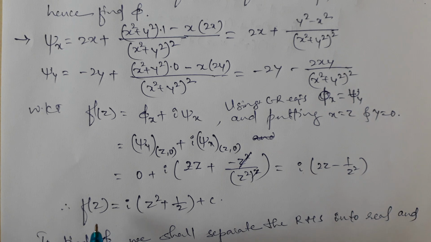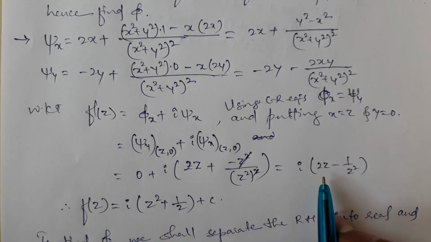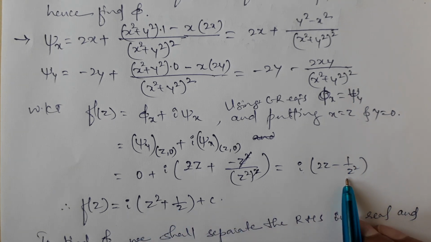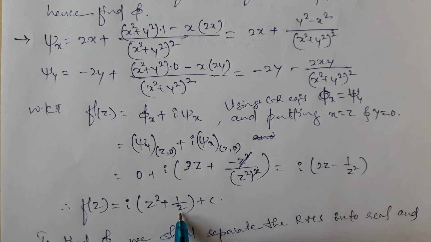Now we need to find f(z), therefore integrating with respect to z, i is as it is. The integration of 2z is z²; 2 cancels. And 1/z² integrates to −1/z, therefore minus of minus gives plus 1/z, plus some integration constant.